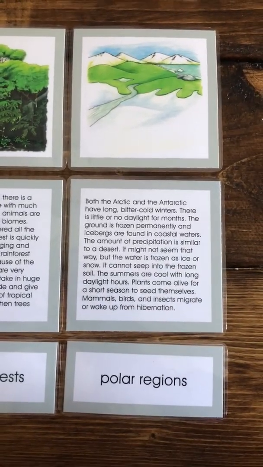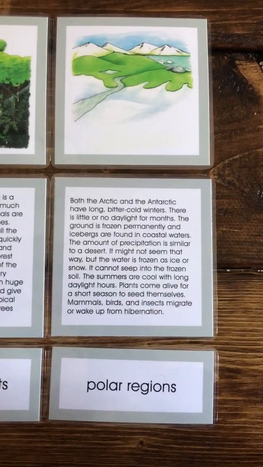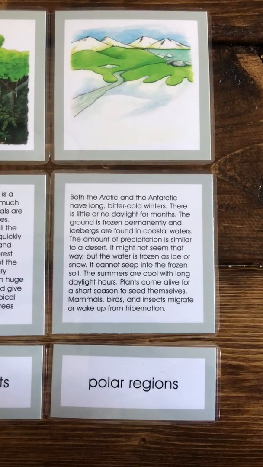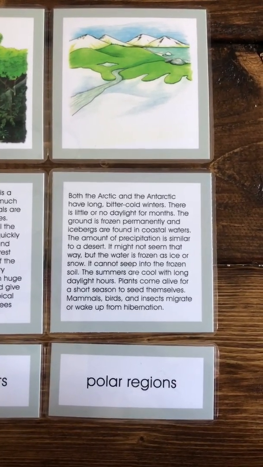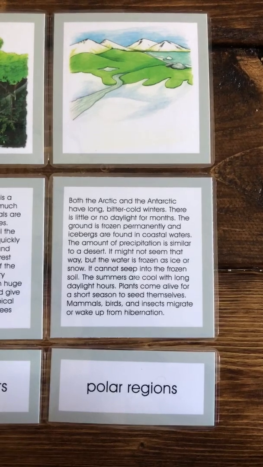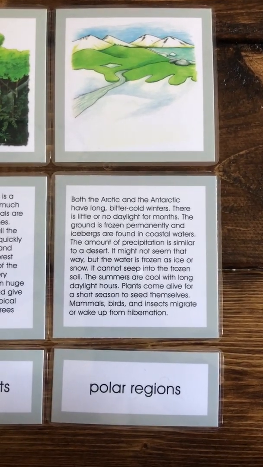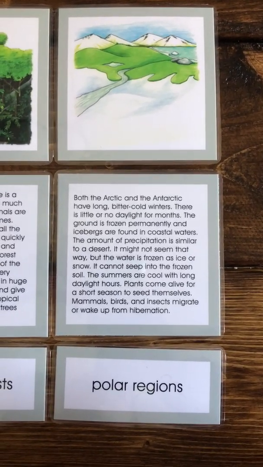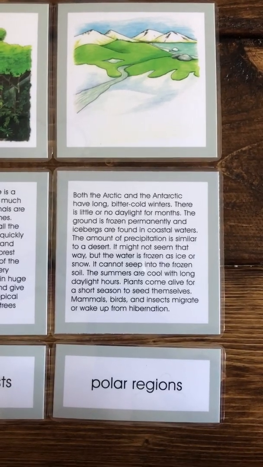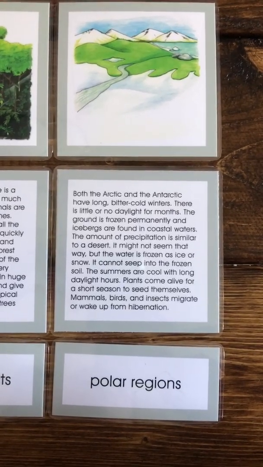And lastly, we have polar regions. Both the Arctic and the Antarctic have long, bitter cold winters. There is little or no daylight for months. The ground is frozen permanently and icebergs are found in coastal waters.